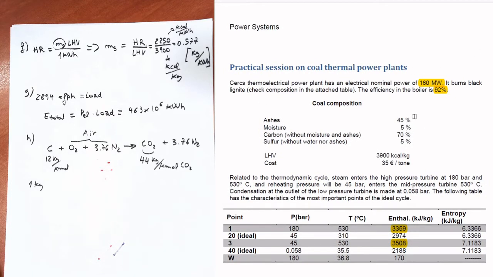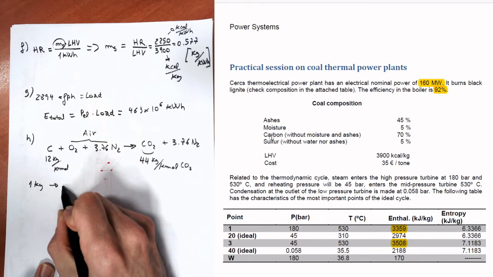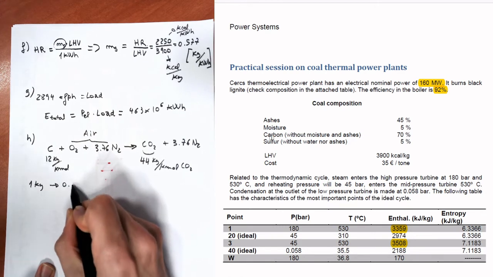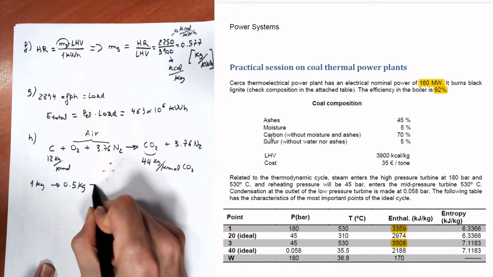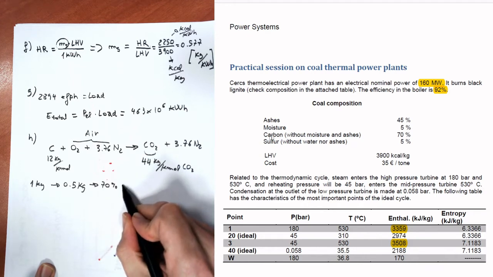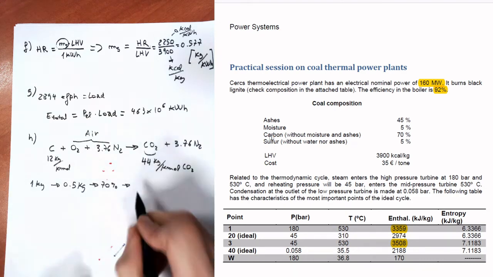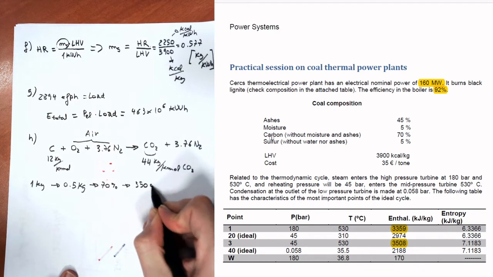It says coal composition, 45% is ashes, 5% is moisture, and when we remove these, without water nor ashes, we get 70% and 5% of carbon and sulfur. So for each kilo, we remove the ashes and the moisture, so we get 0.5 kilos, and from that only 70% is carbon, so that brings us to 350 grams per each kilo.